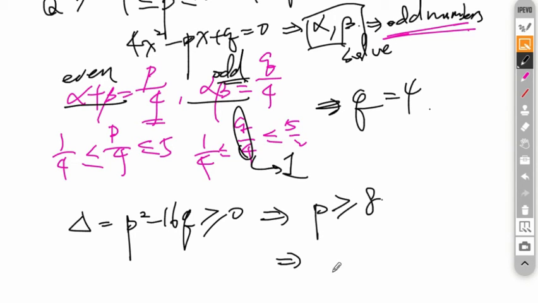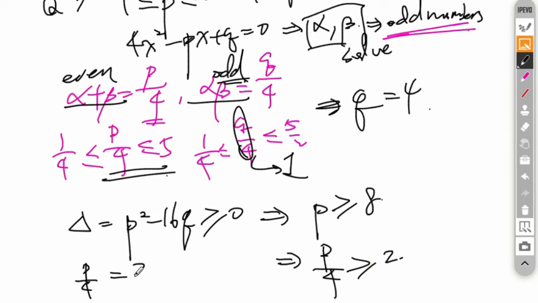That means p over 4 must be greater than or equal to 2. Because p over 4 must be greater than or equal to 2 and less than or equal to 5, this means that p over 4 must be equal to 2 or 4. It means that p is either 8 or 16.